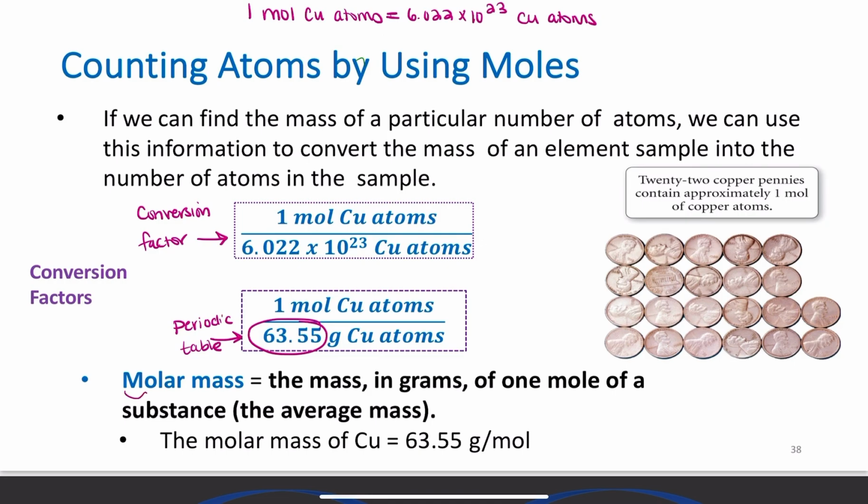And this brings us to what we call molar mass. Molar means per mole. So the mass per mole. The mass in grams of 1 mole of a substance, and it's the average mass, because again, it comes from the relative abundances of the isotopes of that element. So the molar mass of copper is 63.55 grams per mole, meaning it takes 63.55 grams to make 1 mole of that material.